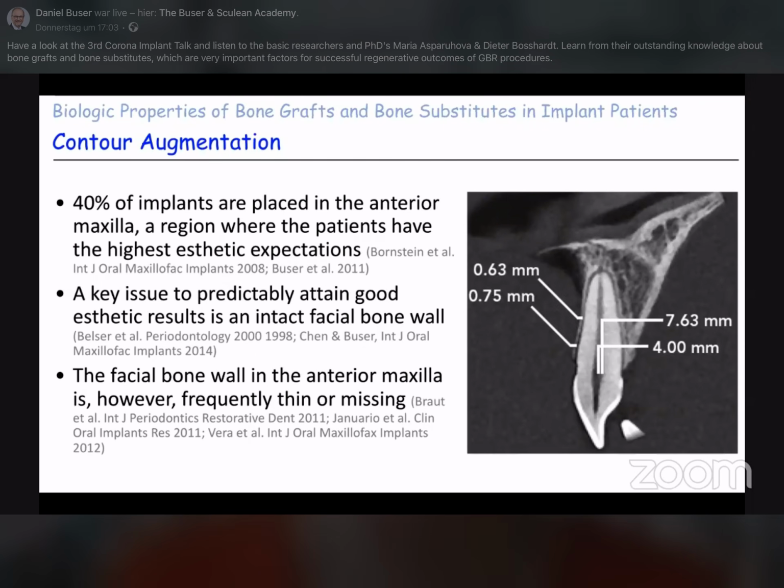Okay, listen. Now, the key to predictably attain good aesthetic results is an intact facial bone wall. And I guess some of you have been listening to the second Corona Implant Talk with Maurizio Araujo. It has explained at great length what happens to this facial bone wall after tooth extraction. I don't have to go into the details, but it's a fact that the facial bone wall in the anterior maxilla is frequently thin or missing, or at least partially missing. And that's a big problem.